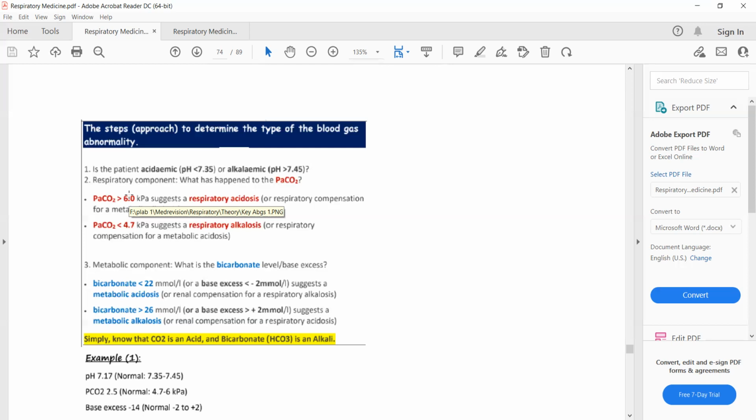Dr. Musharrat, can you please tell us? Yeah, they should increase bicarbonate ions, so there will be a compensatory metabolic alkalosis. I'll repeat again the points. The first point that you need to remember is that carbon dioxide is an acid and bicarbonate ion is an alkali.